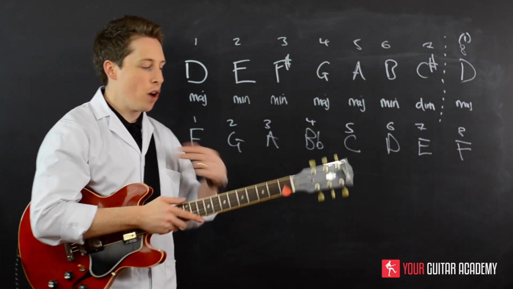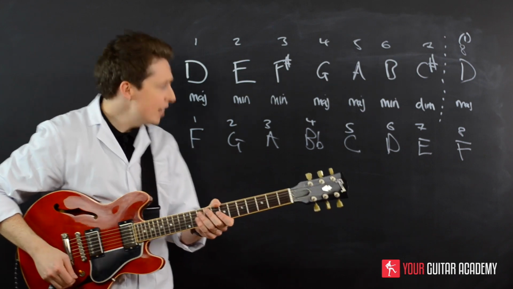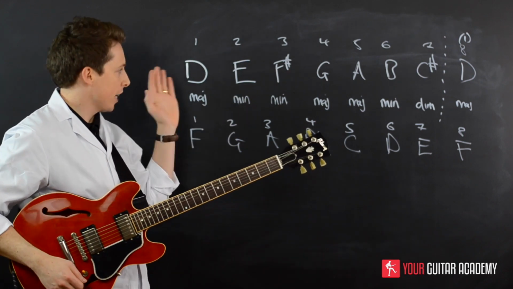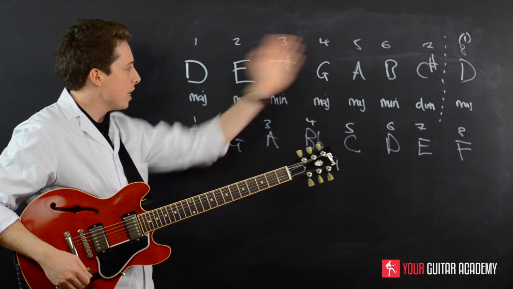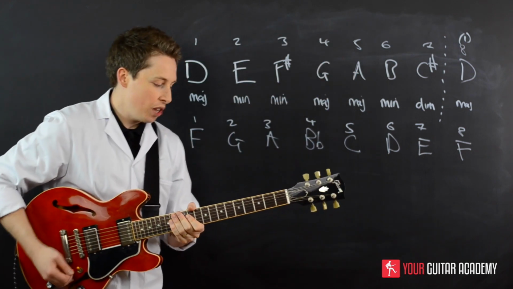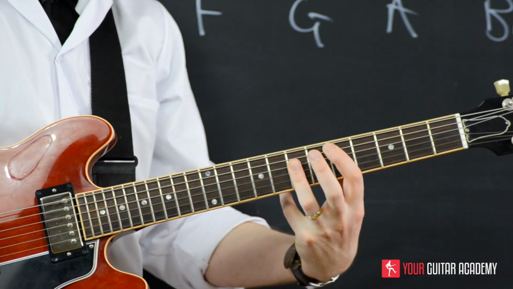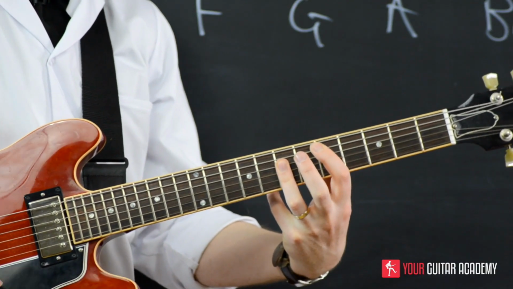So let's have a look at how that works on the guitar. Let's go for the D major key. We're going to stick with the key of D major and do it on the guitar now. So let's have a little look. We're going to start on the D major here, a nice bar chord of D major.